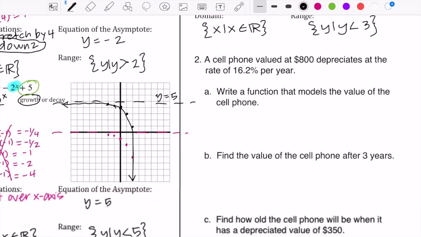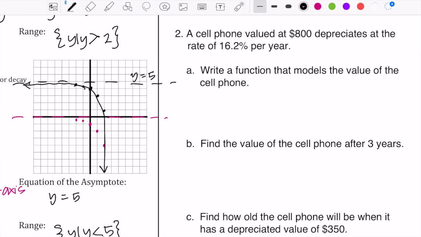Okay, that's it for the graphs right now. Now we're going into all those word problems. So make sure you highlight key words and make sure you have a good understanding of this situation. So a cell phone valued at $800 depreciates. So depreciate is going to lead us to decay. And then $800 is our initial amount. Okay, the rate is 16.2% per year, and we also know that we need to convert that to a decimal, so it's 0.162.